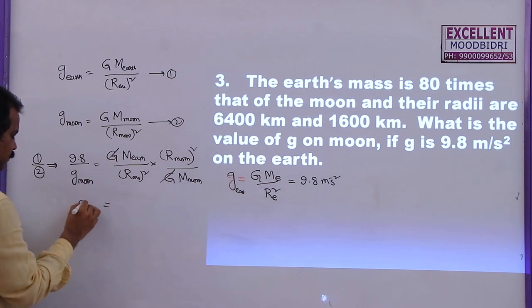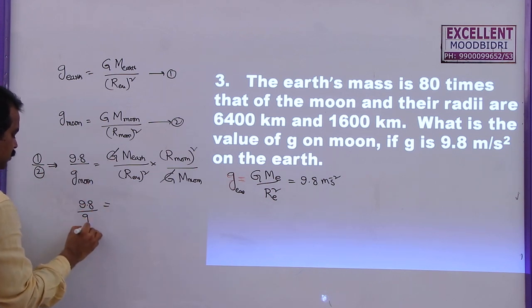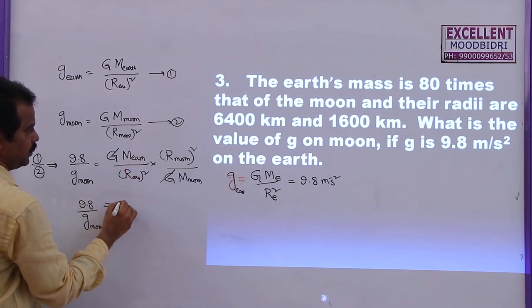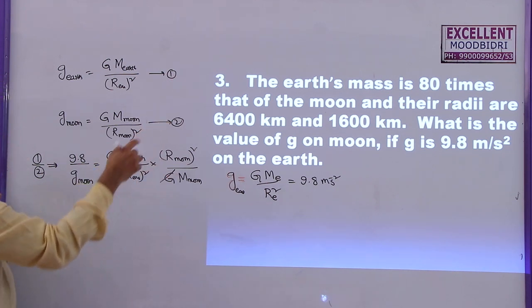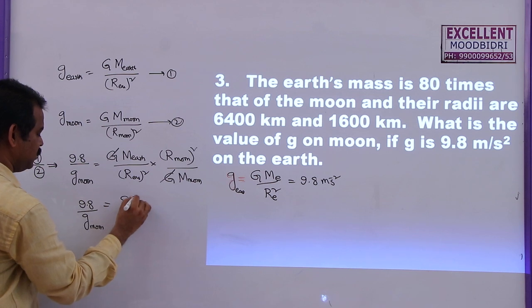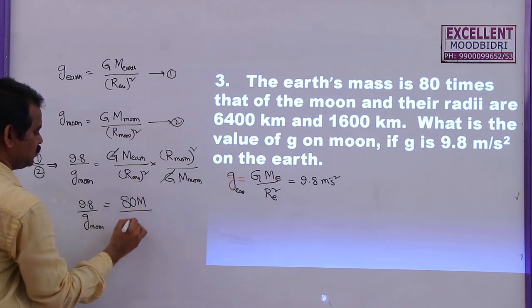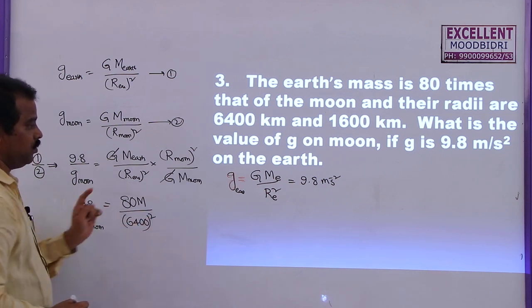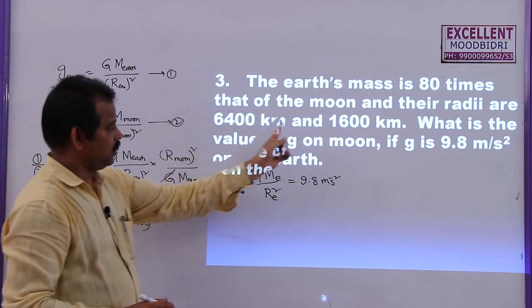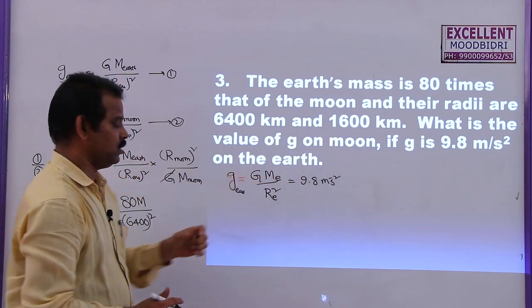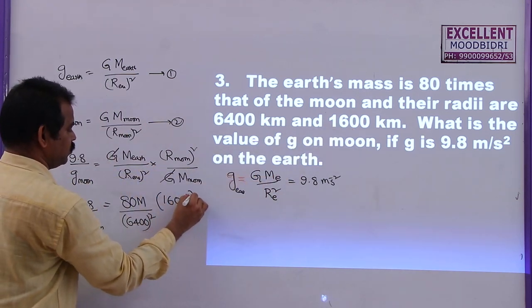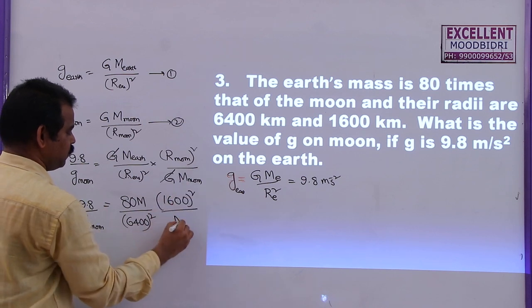Now this will become 9.8 by g on moon, given by, what is the mass of earth? 80 times that of the moon. So I am taking this as 80 m by the radius of earth, 6400. I am not going to convert into meters. Why? Because even the radius of the moon is also given in kilometers. So here also I am writing 1600 whole square by the mass of moon, m.